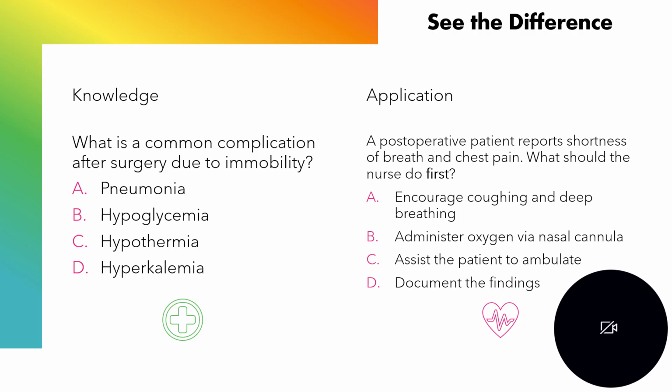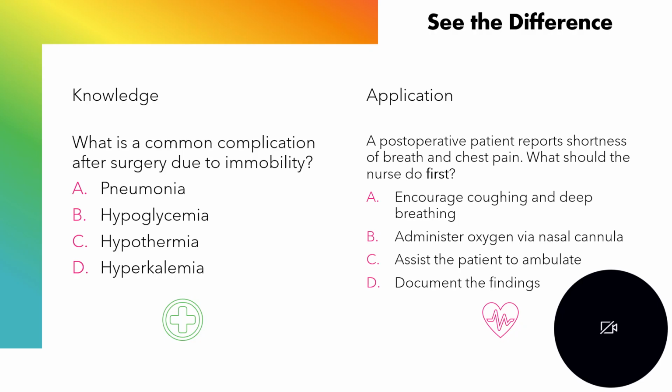So what would we want to do for this patient? Would we want to encourage coughing and deep breathing? Would we want to administer oxygen via nasal cannula, assist the patient to ambulate, or document the findings? In this case, the most appropriate answer is to administer oxygen because the patient is experiencing respiratory distress, and oxygen would help address those breathing issues immediately.